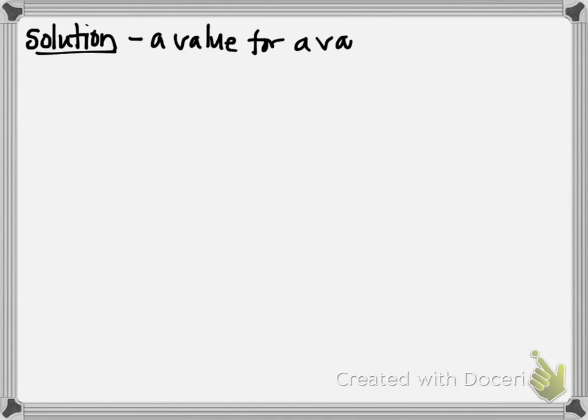Now, from this list that they give you, what we're looking for is the one or however many that will make a true sentence. That number, or numbers, that gives us a true sentence is called a solution. So that is a value for a variable that makes the equation true.